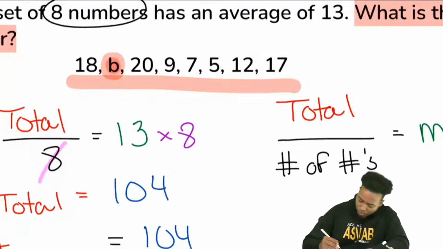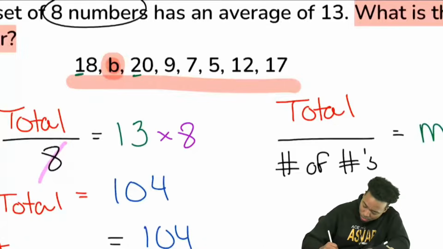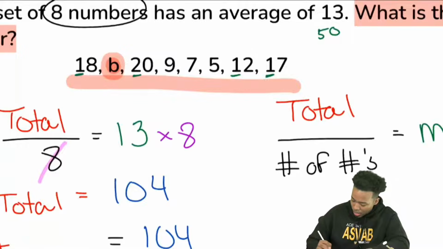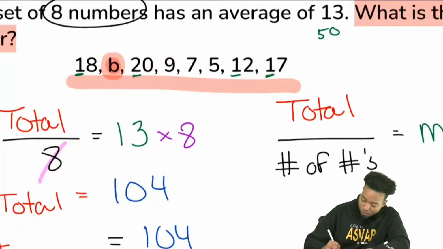So watch this. I got 10 plus 20 is 30, 40, 50. So I got 50 with the tens places. Then I'll go ahead and work on the ones place. 8, 17, 24, 29, 31, 38.